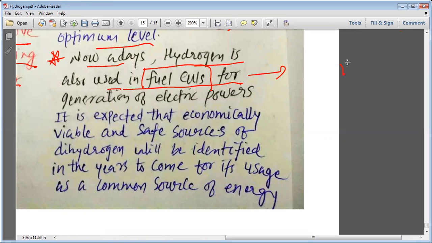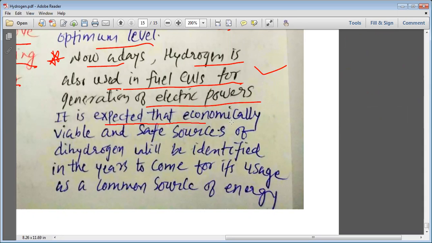That you will study in the 12th standard. If you want to learn about the fuel cell, you can go to the third chapter of the 12th standard, and in the last portion, you will come to know about fuel cells. These fuel cells are also very efficient. Their efficiency is more than 60%, and they are also pollution free. So, my dear students, nowadays hydrogen is also used as a fuel in fuel cells for the generation of electric power.